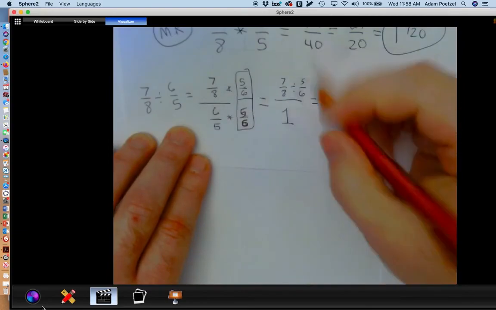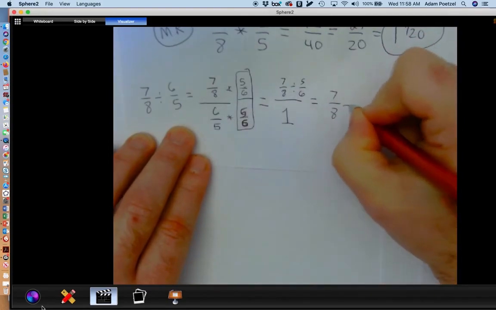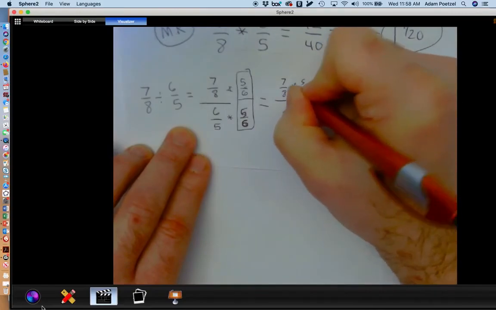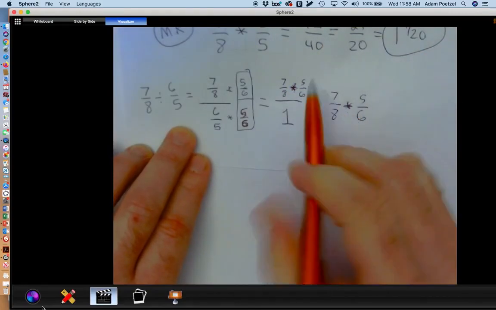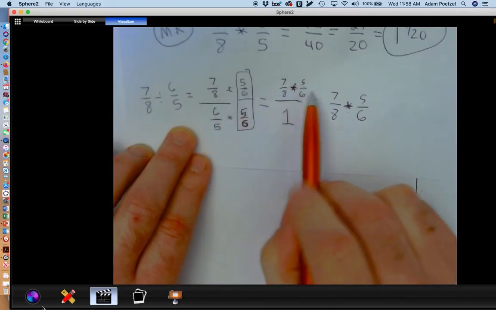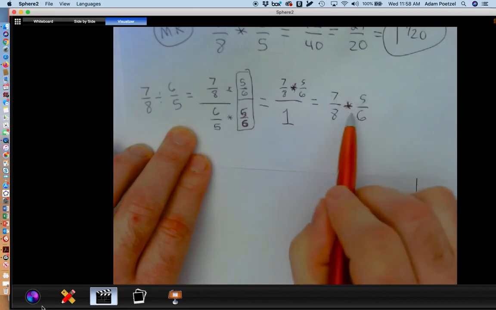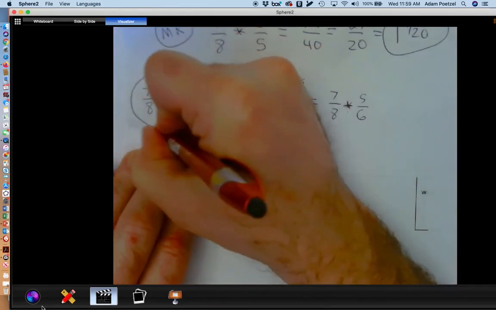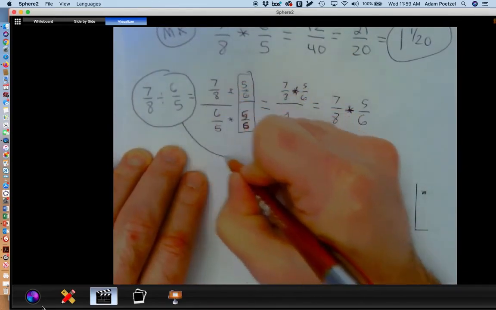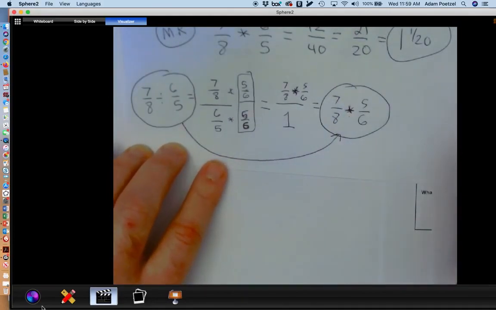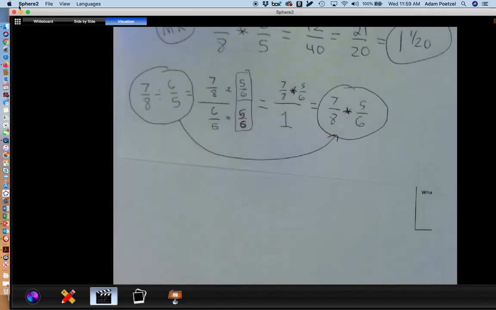And again, anything divided by 1 is itself. I get 7/8 divided by 5/6. Sorry, going a little faster. So when we multiplied by the reciprocal, we multiplied by 5/6. And so in the end, we see this would be the same answer as the original problem because we've done nothing to change the actual answer. So by skipping that step, we went from a division problem to a multiplication problem where we multiplied by the reciprocal. And that's one way of seeing why that works.